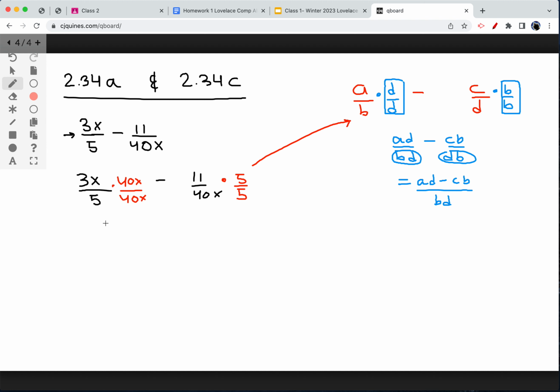So once you do this, you get 120 times x squared over 200x minus 55 over 200x.